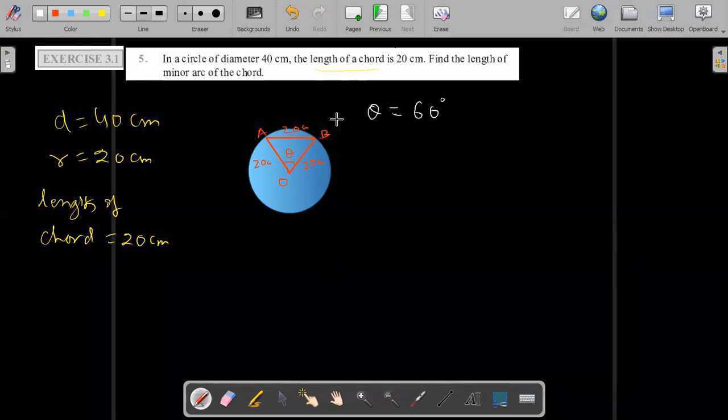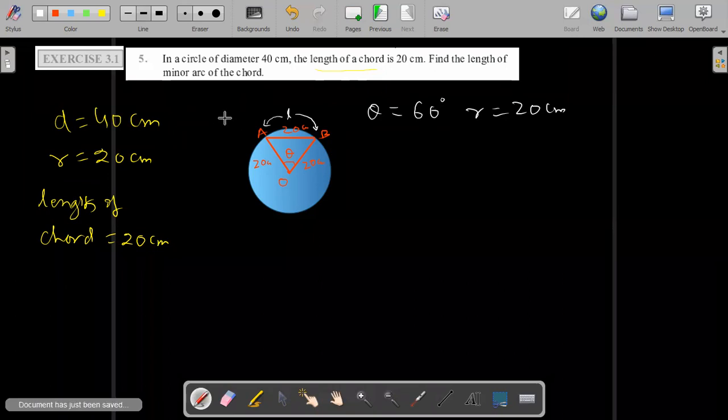And the radius is given as 20 centimeters. We have to find the length of this arc, AB. Then we find the length of the minor arc. Obviously, this will be the minor arc, meaning this length we have to find.